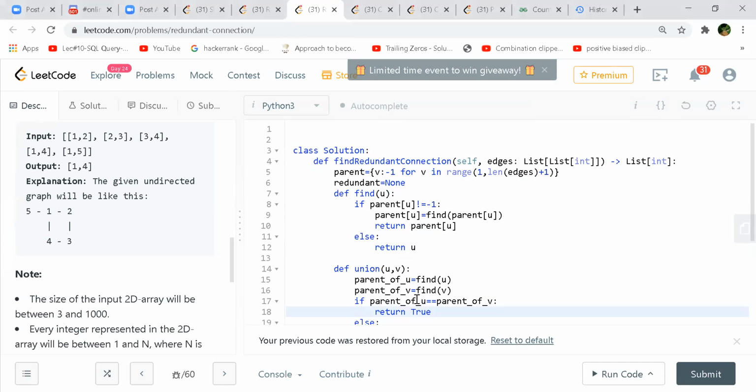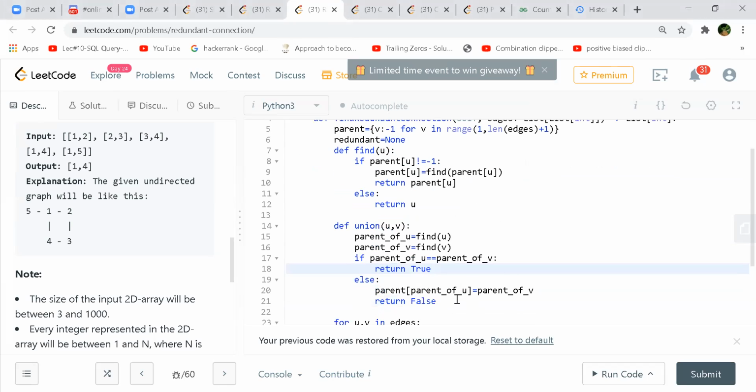Otherwise, if they are different, then we are assigning the parent of one to the parent of the other. Path compression is also there, like if the size of whichever is bigger or smaller, but we don't need that here. Okay. And yeah, this is recursive: that node, what is the parent of that? Okay. Yeah.